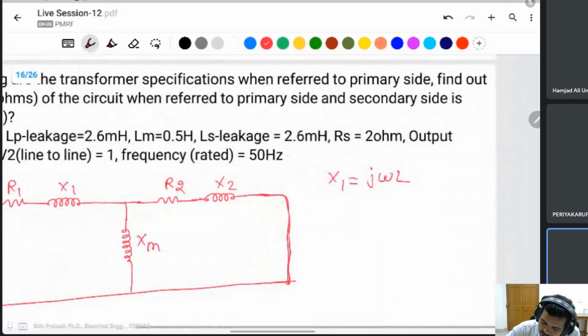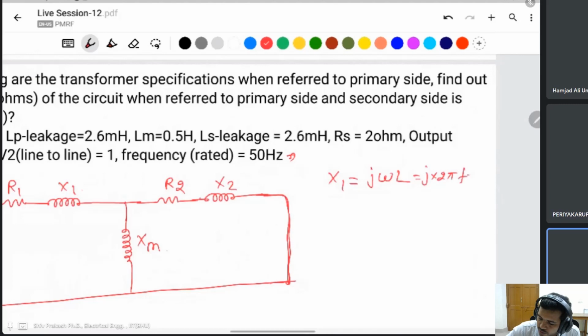Omega, with frequency 50 hertz, is 314. So X1 is j into 2 pi f into L. X1 is equal to j, 2 pi is 2 into 3.14, and f is 50, so 50 into 2 is 100, into 3.14 is 314, into L. L equivalent is 2.6 millihenry.